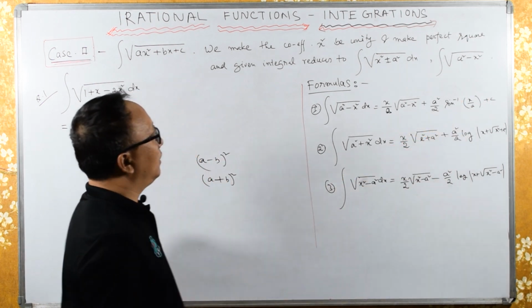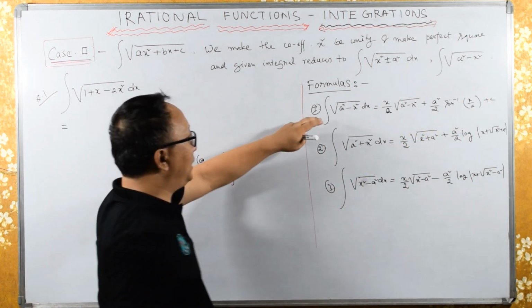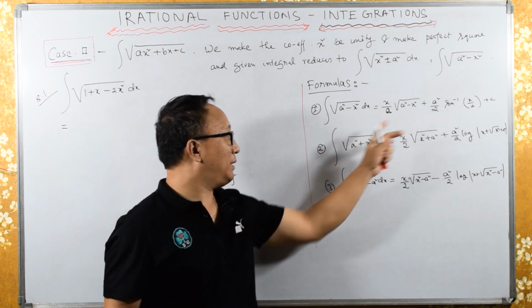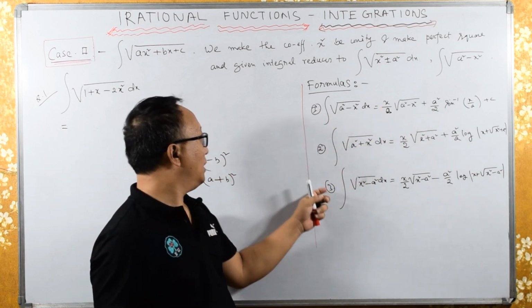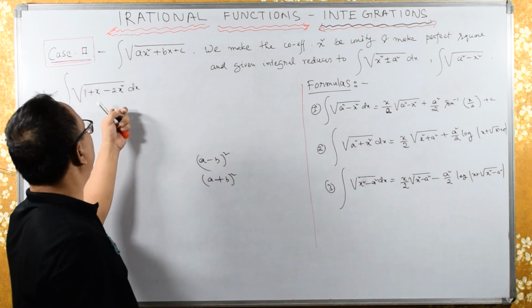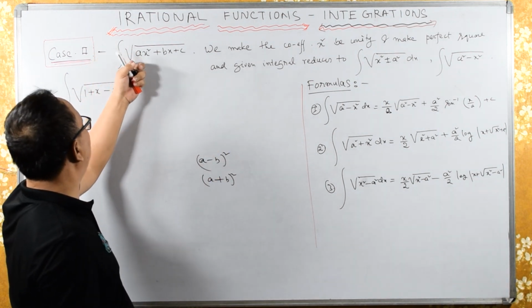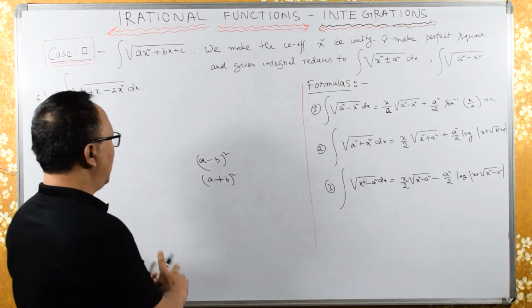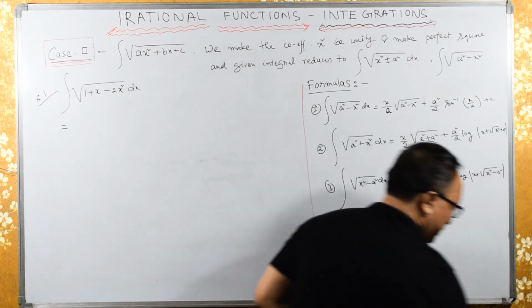Okay, now we have 3 formulas over here. Integral of x square minus a square is x by a. All these formulas, we have 3 formulas. So in case 2 the integral will land in either 1, 2 or 3. Okay, now let's solve the first sum.